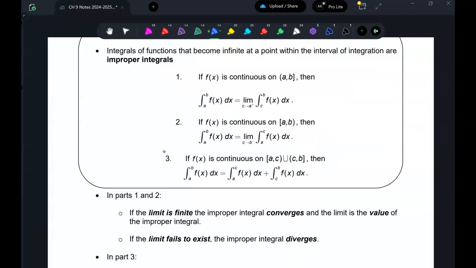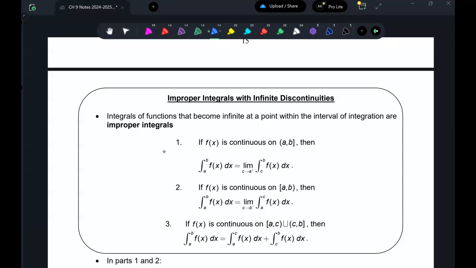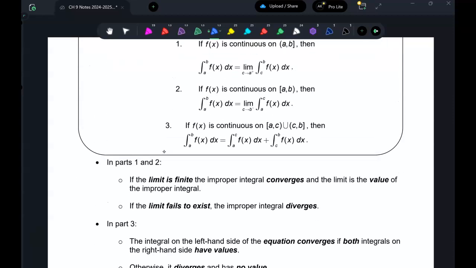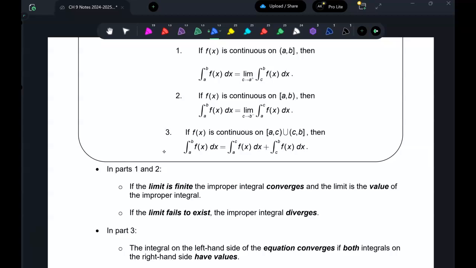Okay, so this page is just more on the definition of everything. Again, you could have an asymptote on the left. This would be an asymptote on the right. This would be an asymptote on either side.